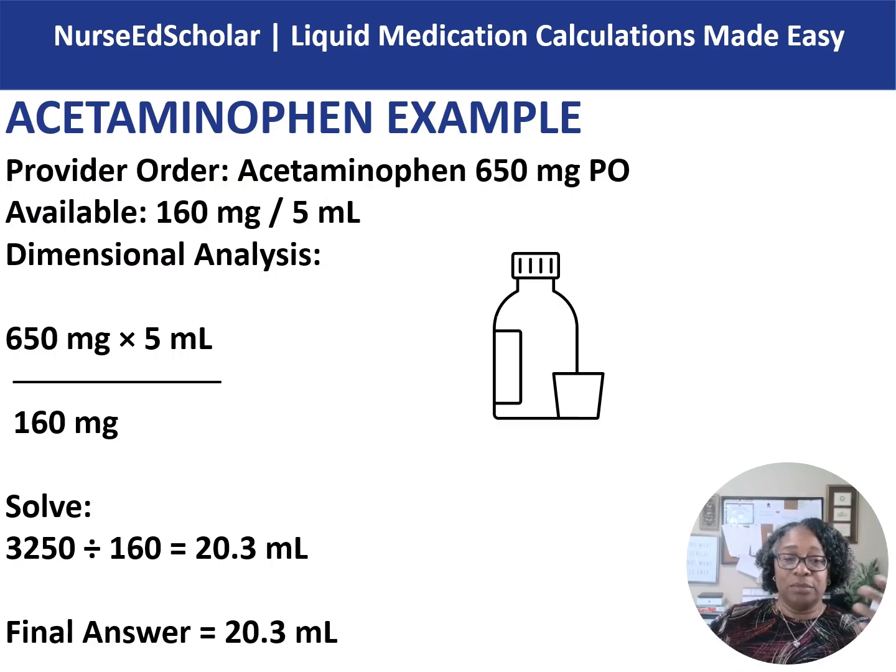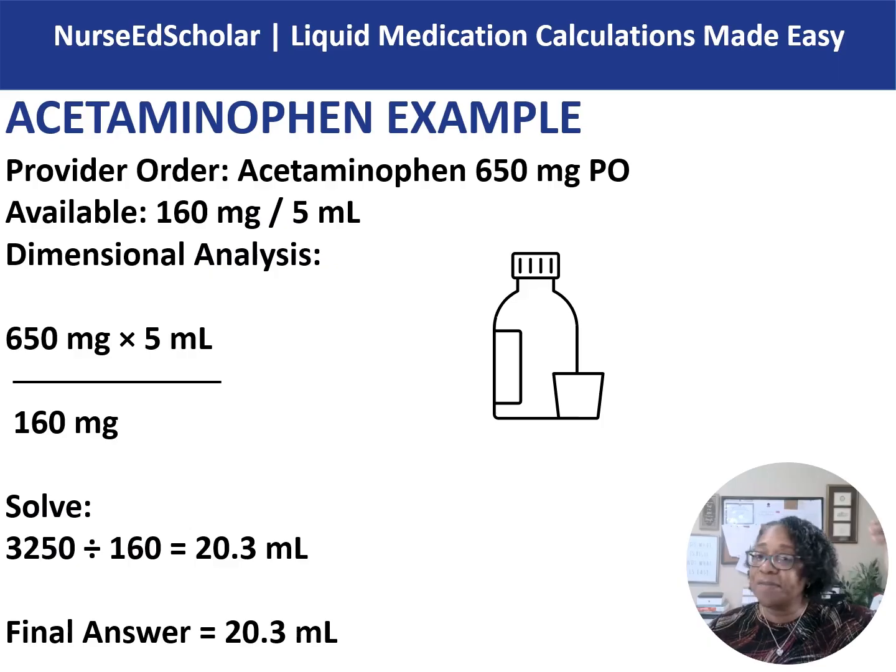So just going along, keep moving on. So first you're going to ask yourself, what am I actually solving for? We know that this is a liquid medication, so we'll be solving for milliliters. And when you set it up, it's going to be 650 milligrams divided by 160 milligrams per 5 milliliters.